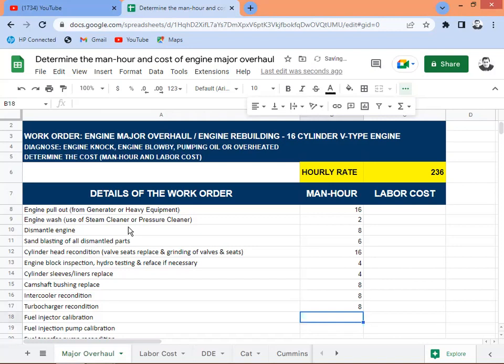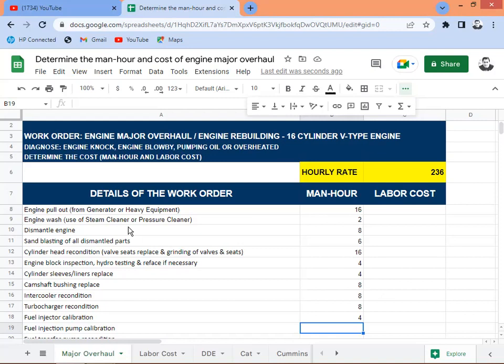Okay. So fuel injector calibration. You need to calibrate, especially the DDEC, the Detroit Diesel engines. You need to calibrate the fuel injector. That would be, I think, also 4 hours. And then fuel injection pump calibration. Fuel injection pump for Caterpillar. Remember, 16 cylinders, this is a huge injection pump.